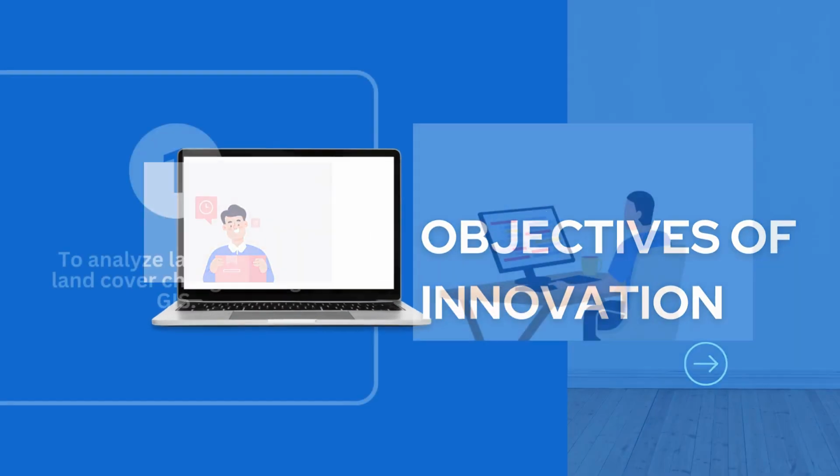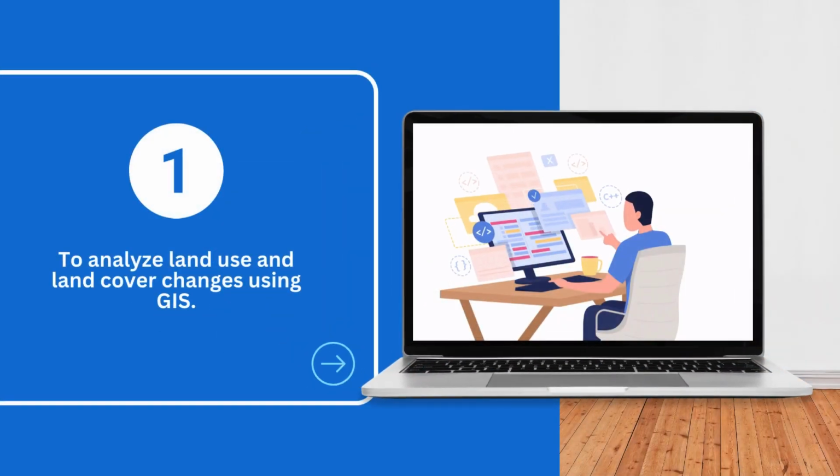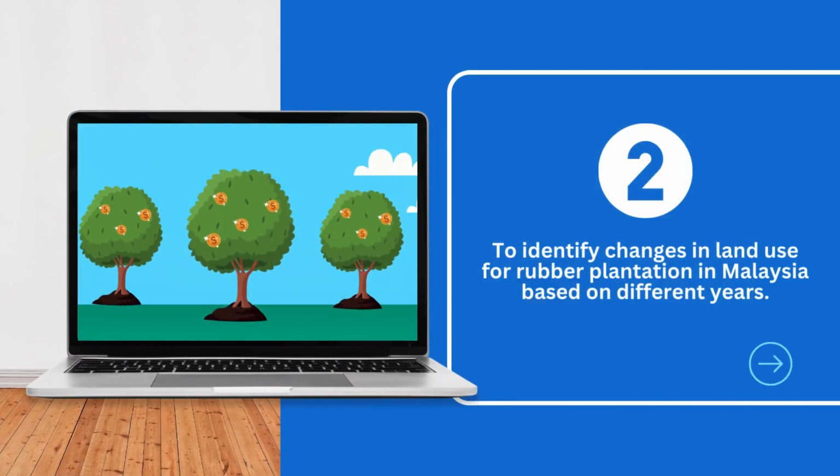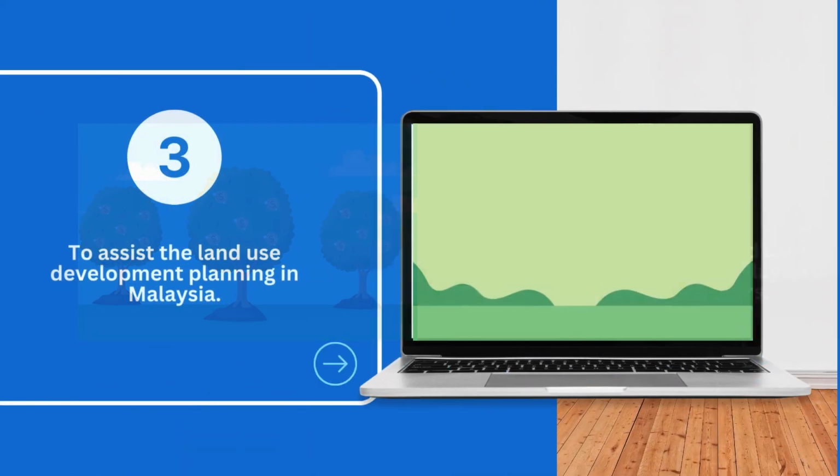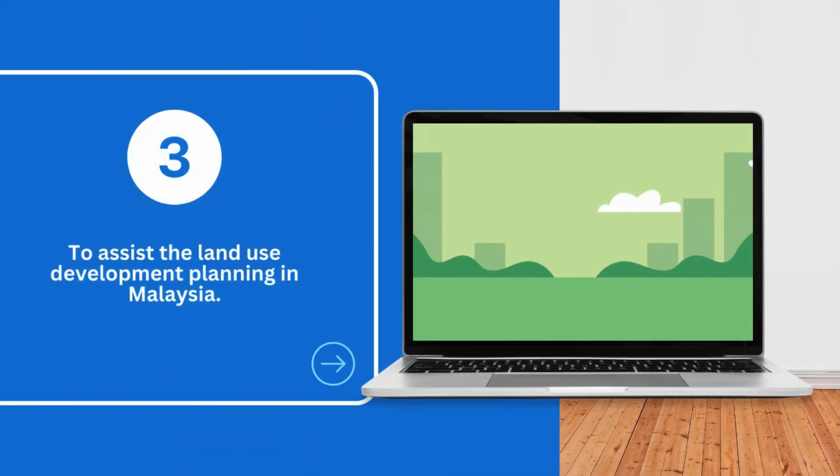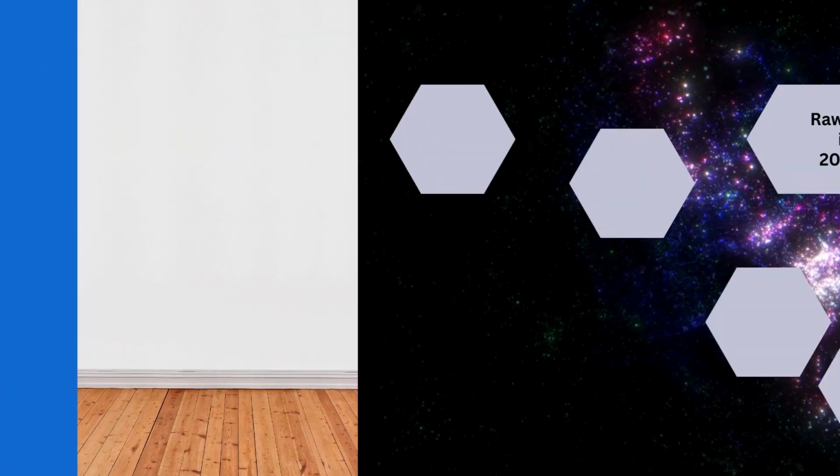Objectives of innovation. To analyze land use and land cover changes using GIS. To identify changes in land use for rubber plantation in Malaysia based on different years. To assist the land use development planning in Malaysia.